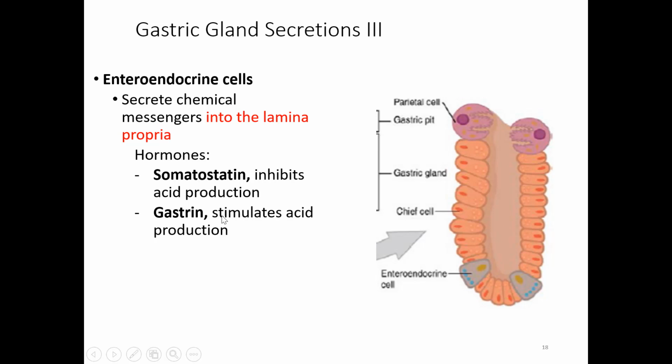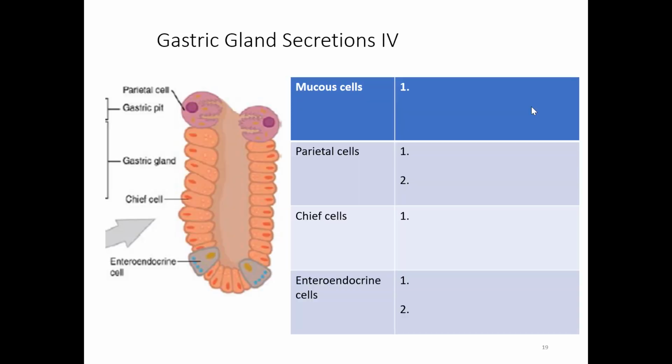When the stomach is full, we need to stimulate acid production, and that would be work for gastrin. One more time, both somatostatin and gastrin are produced by enteroendocrine cells, and they do not go into the stomach. They go to the blood vessels in the lamina propria, and through the blood they go to the stomach and regulate secretion of stomach acid.